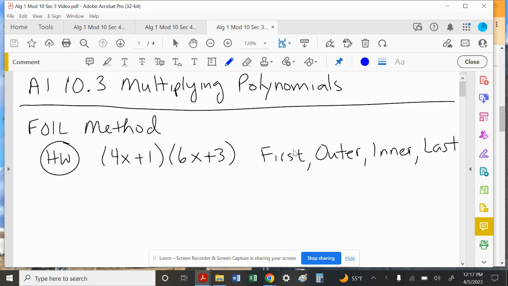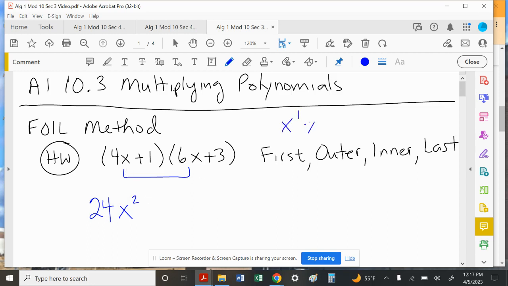And what FOIL means is we're going to multiply the first terms of both polynomials. So we're going to multiply those two first. So 4x times 6x is 24, because 4 times 6 is 24. And then x squared. And if you remember from previous work, we have x times x, which is really x to the first times x to the first, which is x to the second. We add those powers.